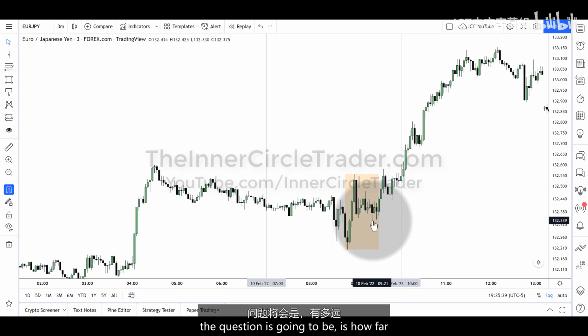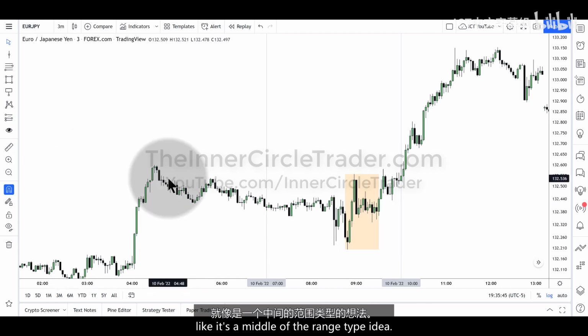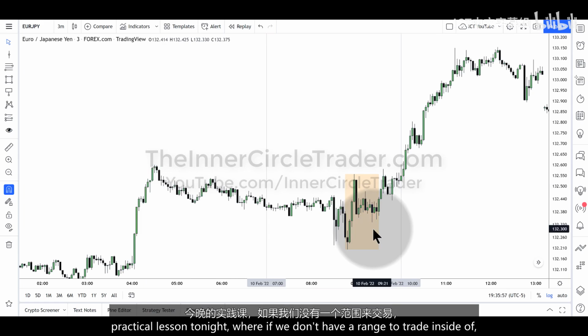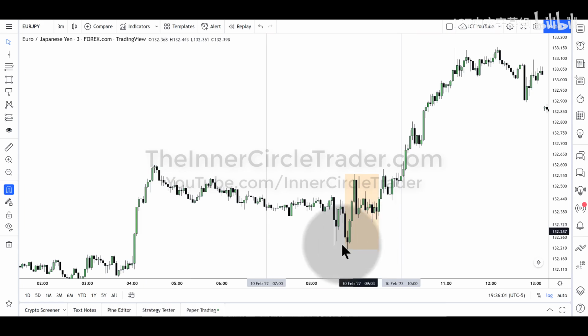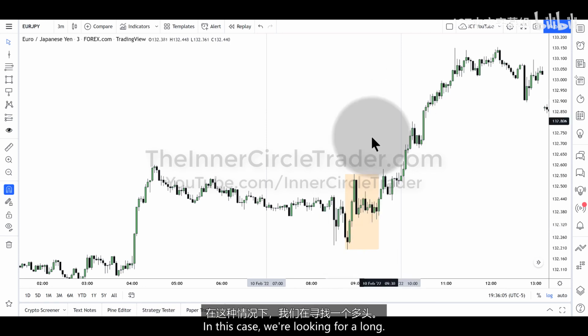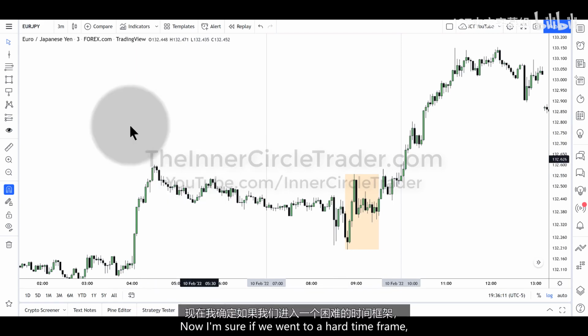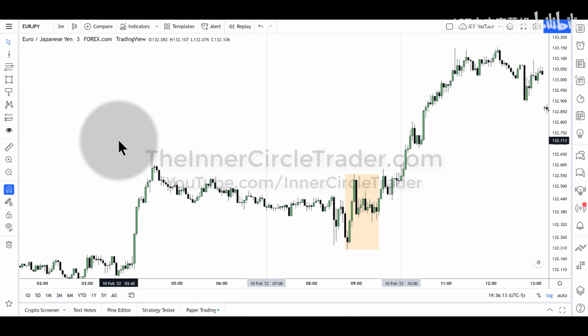Now, the question is going to be how far will it trade to? Because we're not looking at anything over here like it's a middle of the range type idea. So for expansion type moves, practical lesson tonight, if we don't have a range to trade inside of, how do we anticipate how far it can trade up or trade down? In this case, we're looking for a long. Where would our targets be? Because the old high is over here. Now, I'm sure if we went to a higher time frame, keep looking to the left, we'll find something.